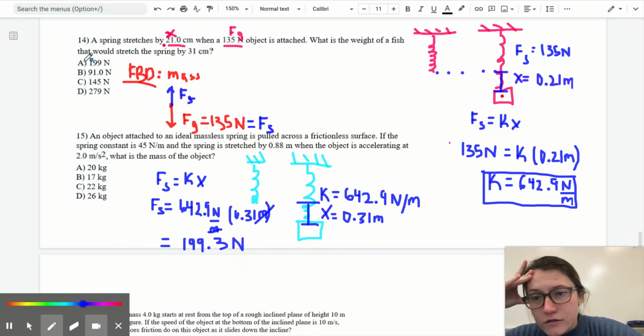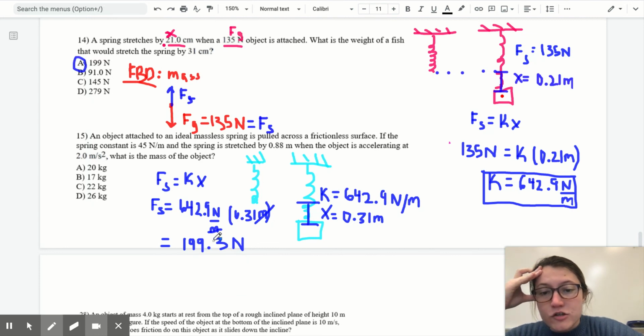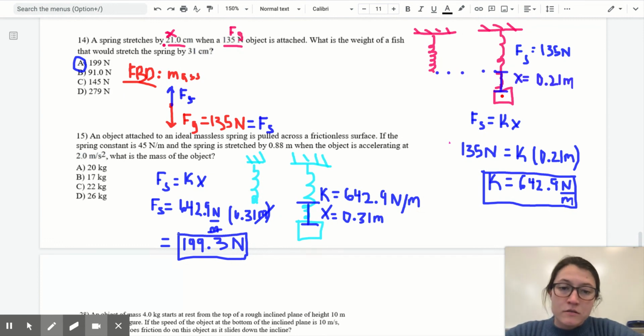So our answer to 14 will be A. The fish must weigh 199.3 newtons to cause 0.31 meters of stretch. Okay, 15 is more similar to the examples that we looked at in class.